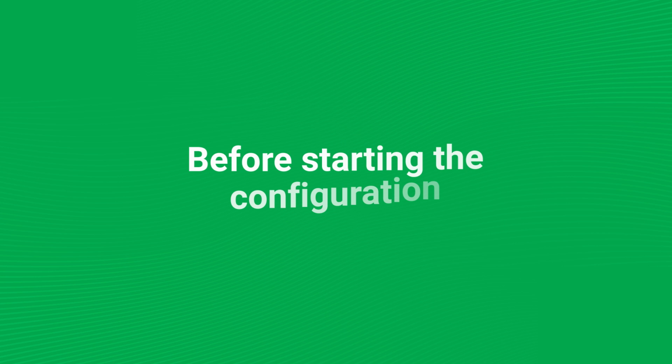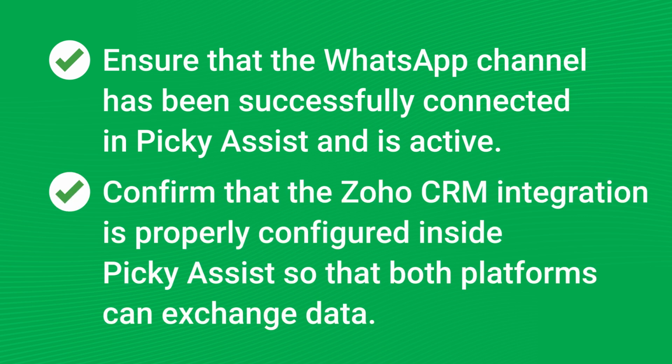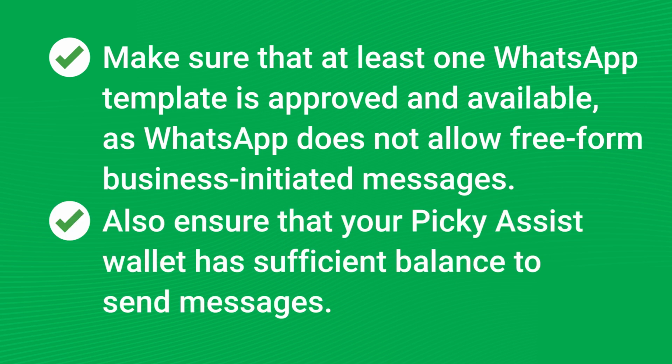Prerequisites. Before starting the configuration, ensure that the WhatsApp channel has been successfully connected in Picky Assist and is active. Also confirm that the Zoho CRM integration is properly configured inside Picky Assist so that both platforms can exchange data. Make sure that at least one WhatsApp template is approved and available, as WhatsApp does not allow free-form business-initiated messages. Also ensure that your Picky Assist wallet has sufficient balance to send messages.